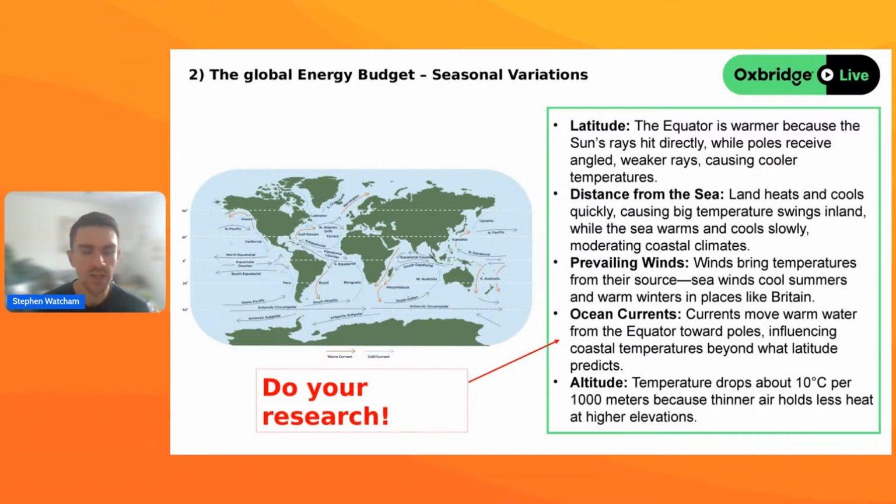And of course, altitude, mountainous regions compared to low-lying regions, that can have an effect as well. My main piece of advice with this part of the topic is read the notes that we have on Oxbridge. Do your research around ocean currents in particular. It's a really popular exam question. I'll show you some examples at the end of the hour, but it's a really popular part of the spectrum they like to ask questions on.